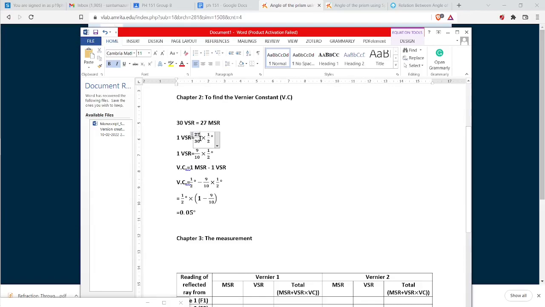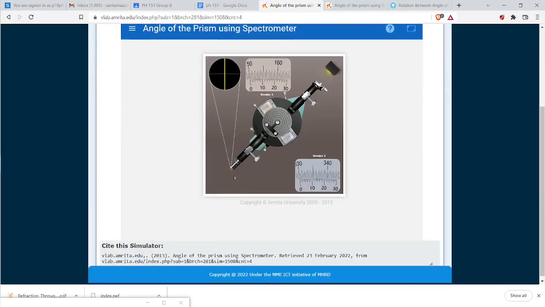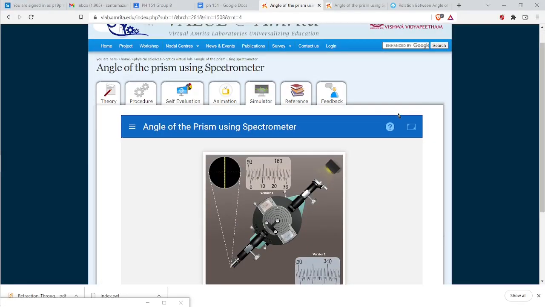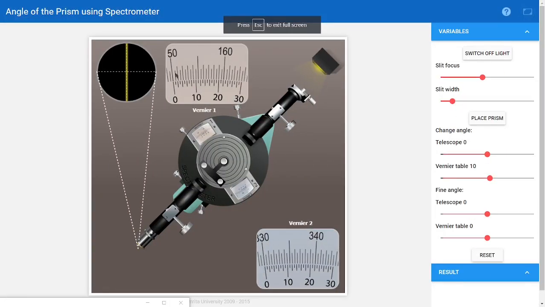So 27 by 30 times half degree, so 1 VSR will be 9 by 10 of half degree. So Vernier constant equals 1 MSR minus 1 VSR. That is the difference between one main scale reading and one vernier scale reading. So we can measure up to this much difference in the scale. This is my MSR, and this is the VSR. We can measure up to this much distance. So what is that distance? Let us calculate.